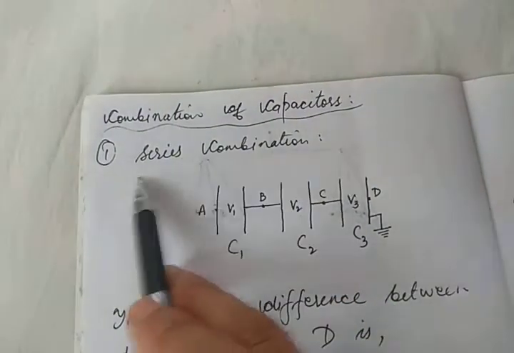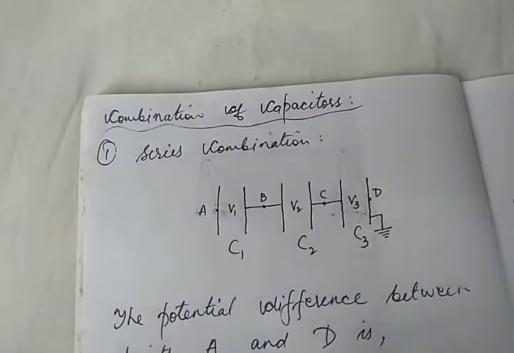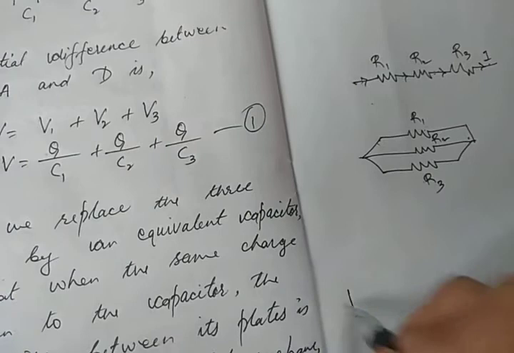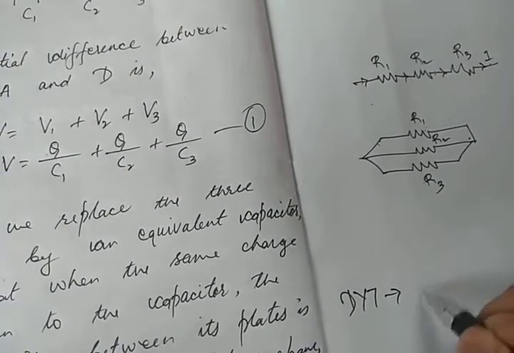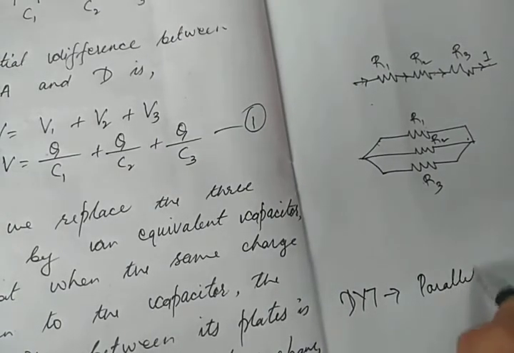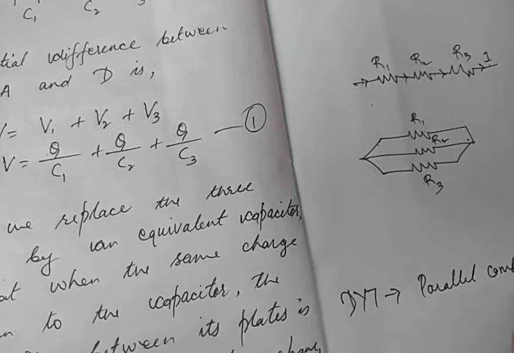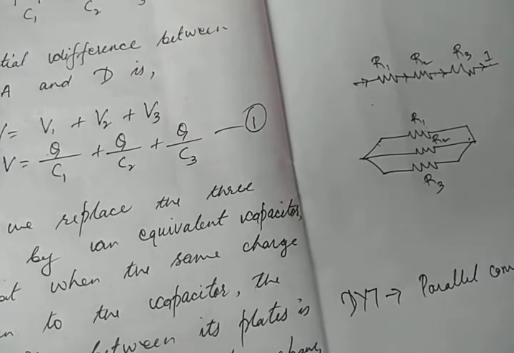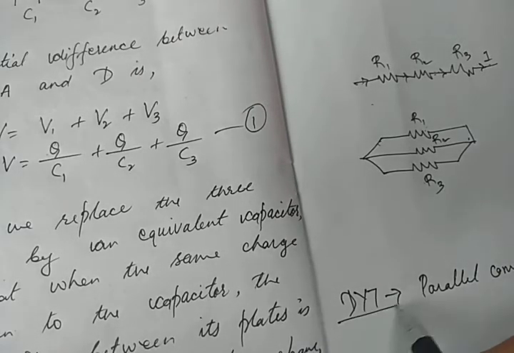So first of all, we are going to do the series combination of capacitors, and you all will do the parallel combination as D by T. Happy D by T-ing.